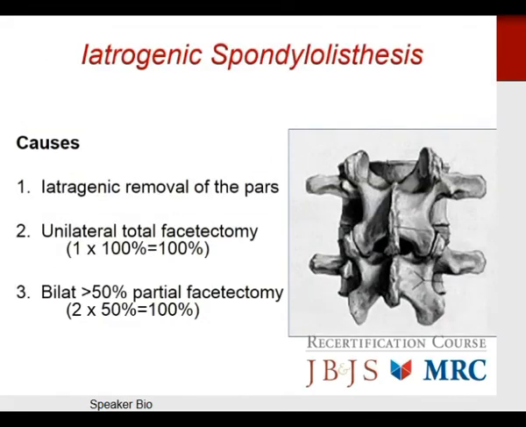Iatrogenic causes of spondylolisthesis occur due to removal of the pars. This can be seen here on the schematic, which is connecting the superior articular facet to the inferior articular facet. Other causes of iatrogenic spondylolisthesis include complete removal of 100% of a unilateral joint or greater than 50% of 2 joints. This can occur as you follow the nerve root down as you do your foraminotomy. Make sure to preserve the pars and to preserve 50% of the facet joints.